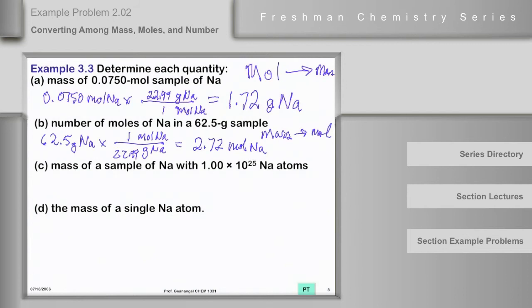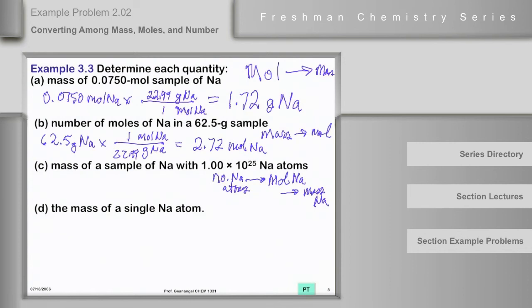Okay, the mass of a sample of sodium with 1 times 10 to the 25th sodium atoms. So that's going to be number of Na atoms. We're going to convert that to moles of Na, and then finally to the mass. So that's a 2-step conversion. Number to moles, moles to mass. Okay, we have everything we need for that.